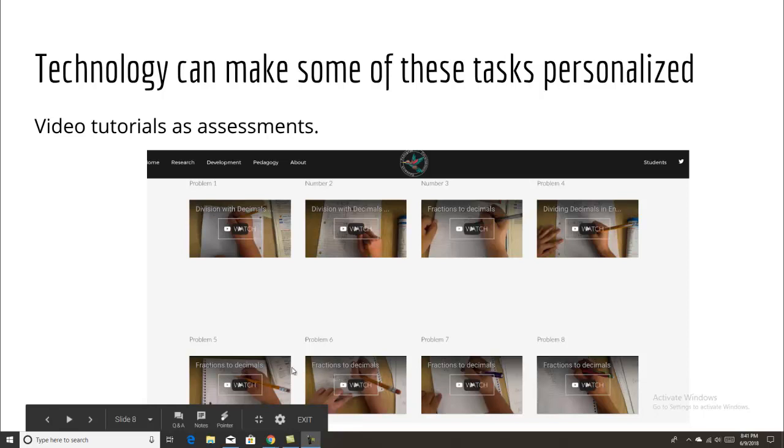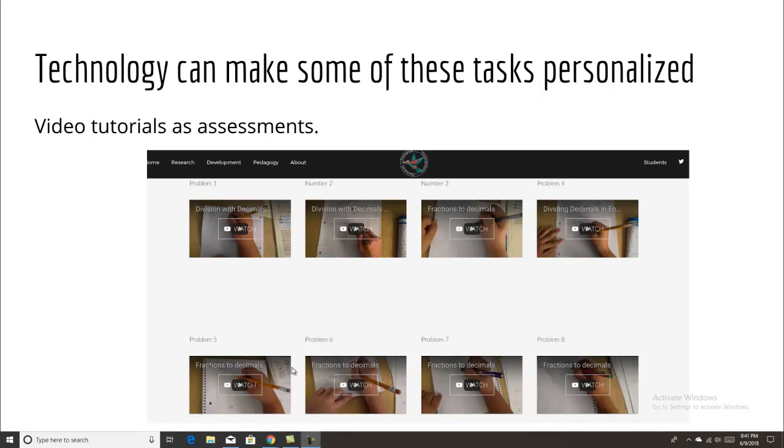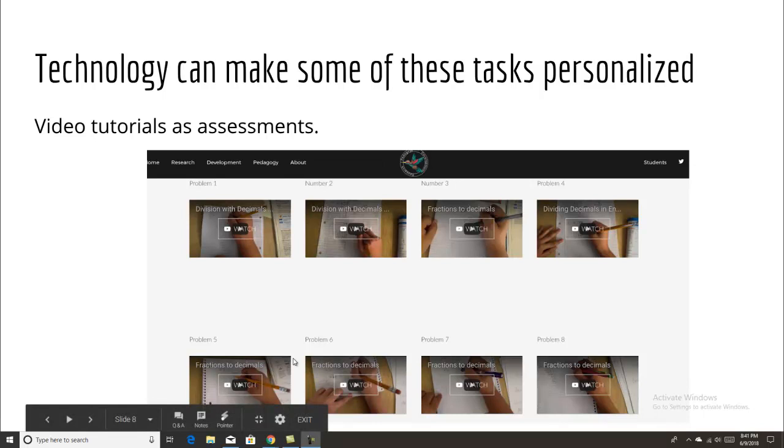And it was pretty cool watching, because some of the kids who I wasn't very engaging to, they sure liked watching the videos that their friends and their neighbors did. And then some of them began to prepare themselves because they knew that it was going to be their time to record their video. So technology can definitely make some of these tasks personalized, and video tutorials is a big thing that can engage kids and also show how they're progressing.